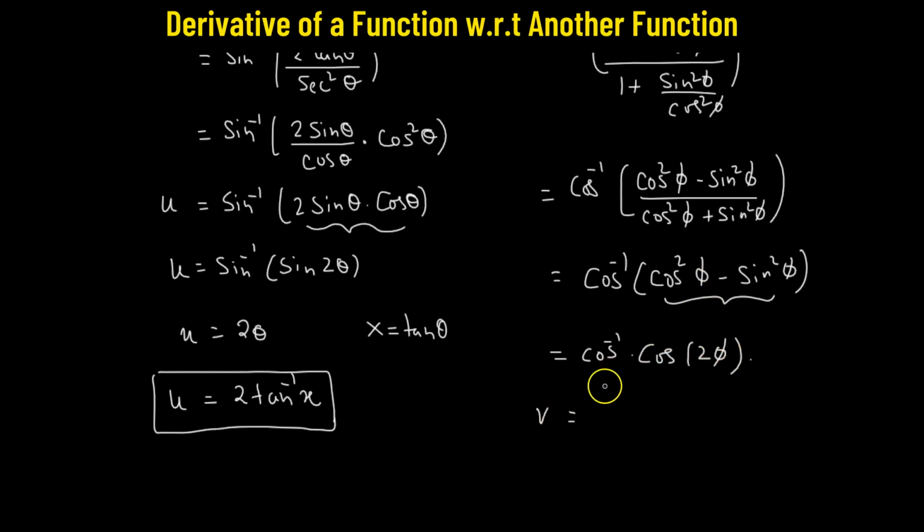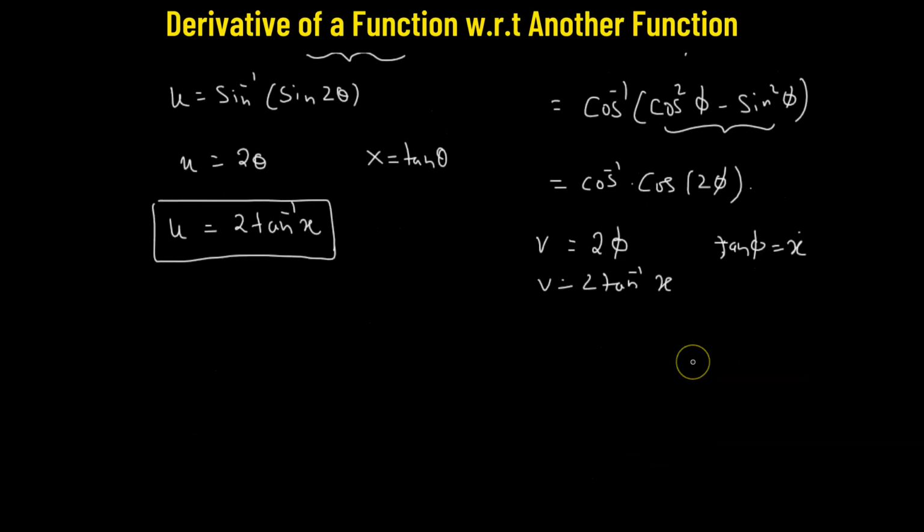So that means we have v equals cosine inverse of cosine of 2 phi, which is simply 2 times phi. We considered tangent of phi to be equal to x, so that means phi will be equal to tangent inverse of x. So v is given by 2 times tangent inverse of x.